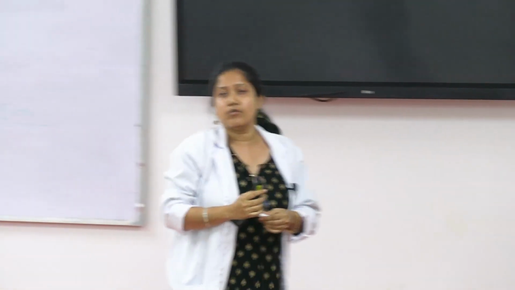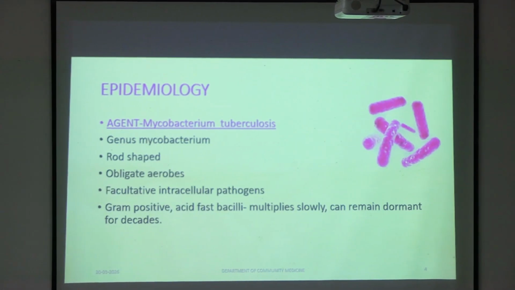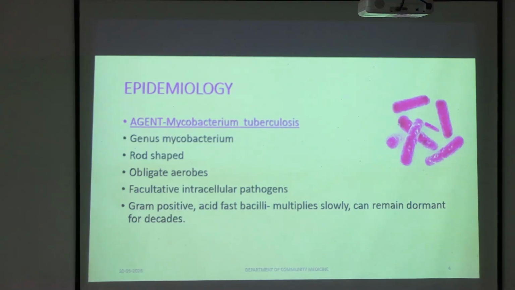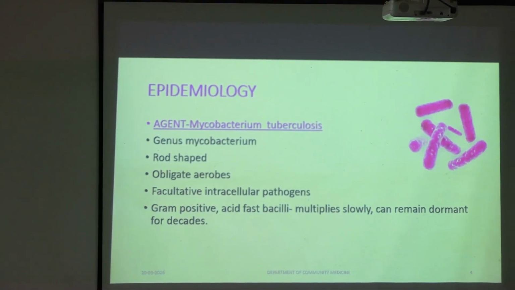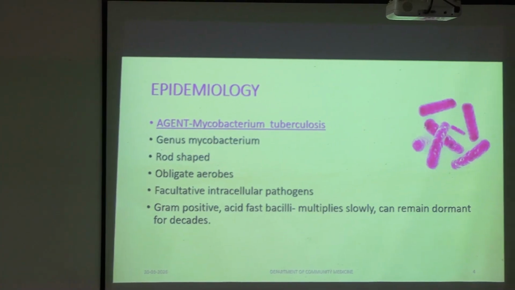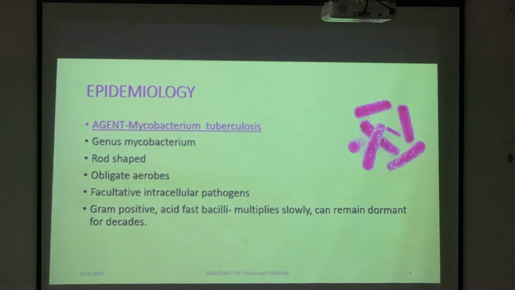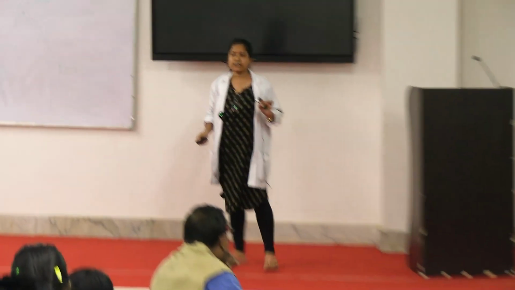The agent is Mycobacterium tuberculosis, of the genus Mycobacterium. It is rod-shaped and an obligate aerobe, growing only in oxygen. It's a facultative intracellular pathogen. It's a gram-positive, acid-fast bacillus. It multiplies slowly and can remain dormant for decades. As I have already said, it has a long latent period.